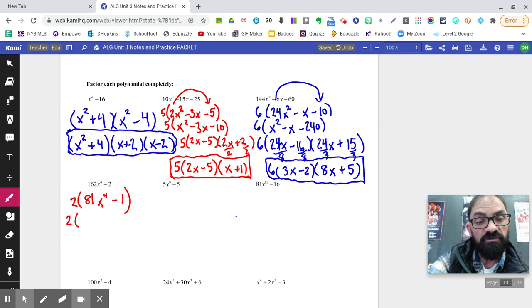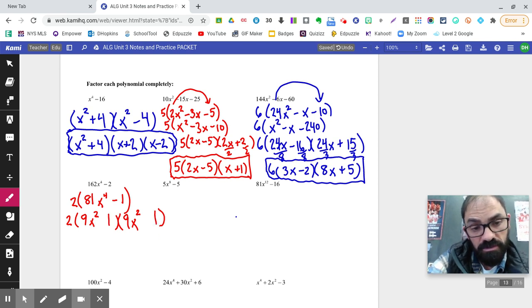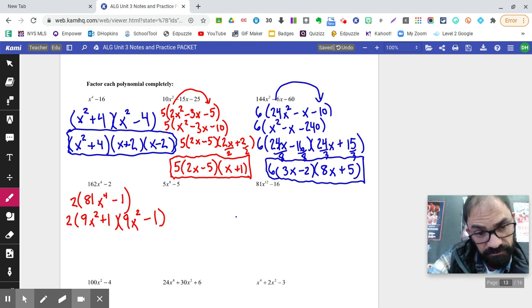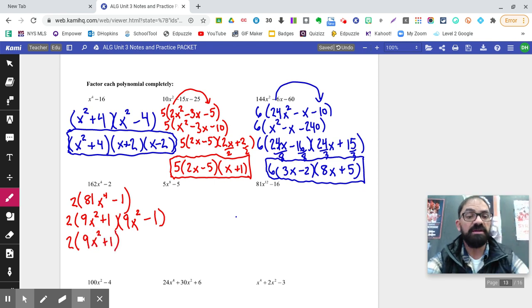So 9x squared times 9x squared. And then factors of 1 is 1 times 1. 1 positive and 1 is negative. This first one is not a perfect square because it's separated by a positive sign.